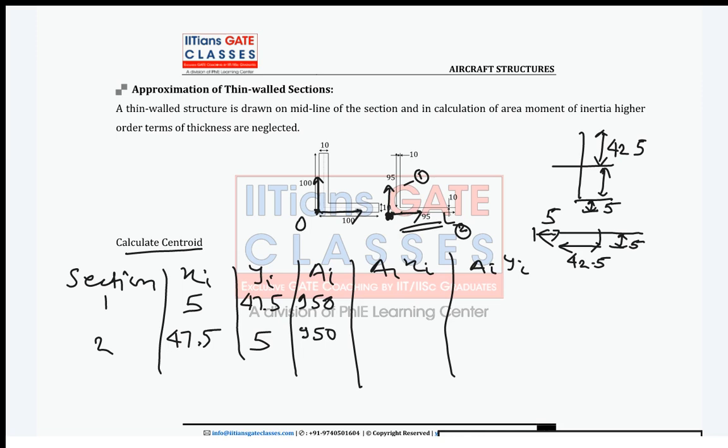So you find 4750. This is 4750. How much is this aiyi, can anyone tell? I am taking the same reference as before. I can take any reference, Srujana, but I want to keep the same just to compare whether there is any change in centroid position if you consider thin wall. So ai into yi is 45125.